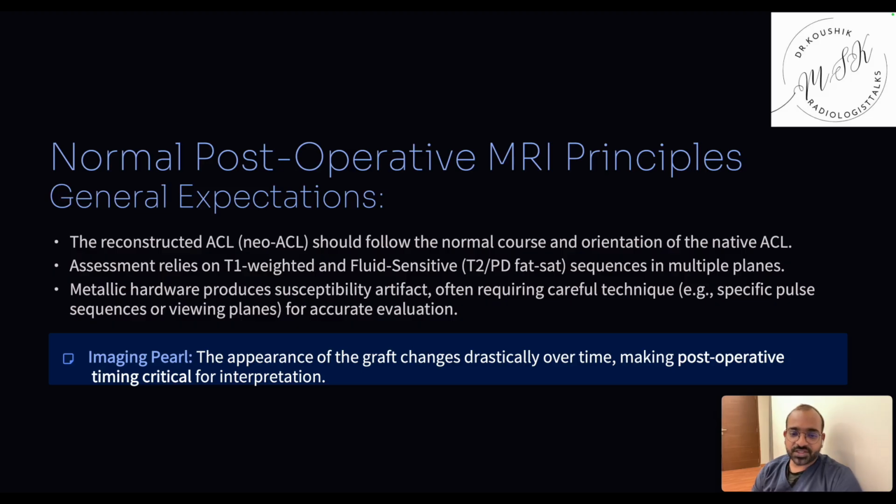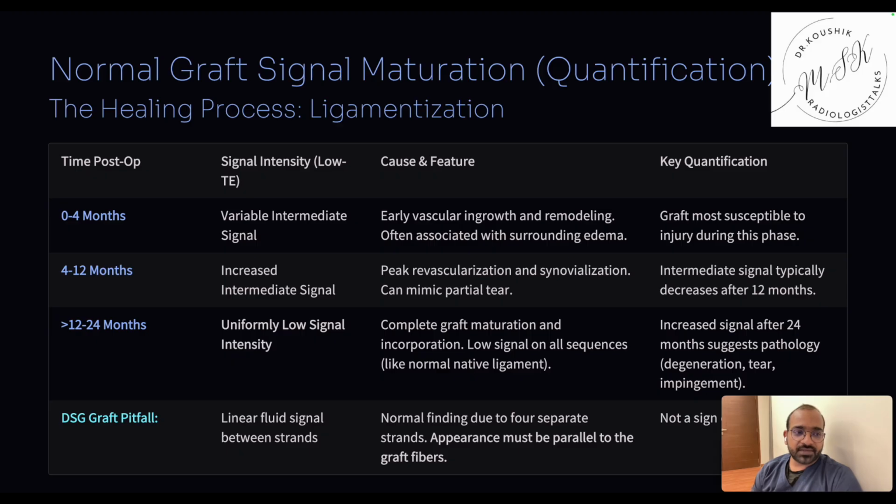The appearance of the graft changes drastically over time. So we need to know how many months back the surgery was done. Based on that, we can say whether the graft signal we are seeing now is normal or abnormal. From 0 to 4 months, we have a variable intermediate signal, and from 4 to 12 months we have increased signal intensity. After 12 to 24 months, it is usually a uniform low signal intensity. These are the timelines we need to remember.